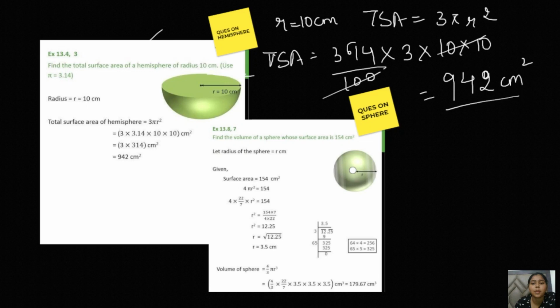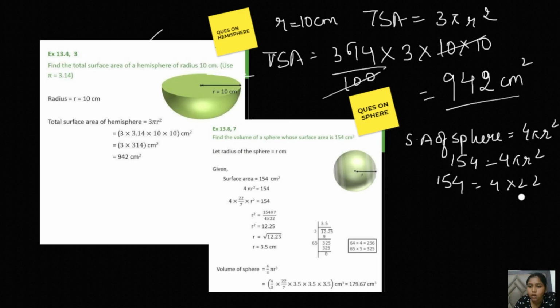So let me just tell you that the surface area of the sphere is 4 pi r square. It will be equal to 154, right? So what we'll do is, we just have to put the values here. We know r square is not given, so r square will be equal to 154 into 7 by 4 cross 22. This will be like 7, and it will be 49 by 4, or it can be 7 by 2, right? 3.5 centimeter is the r for the given question.